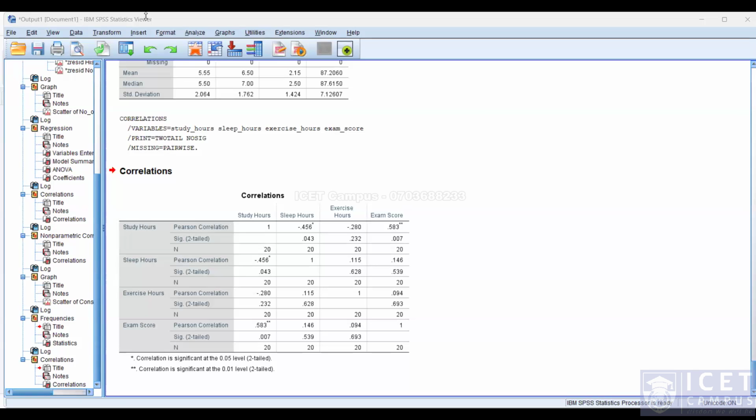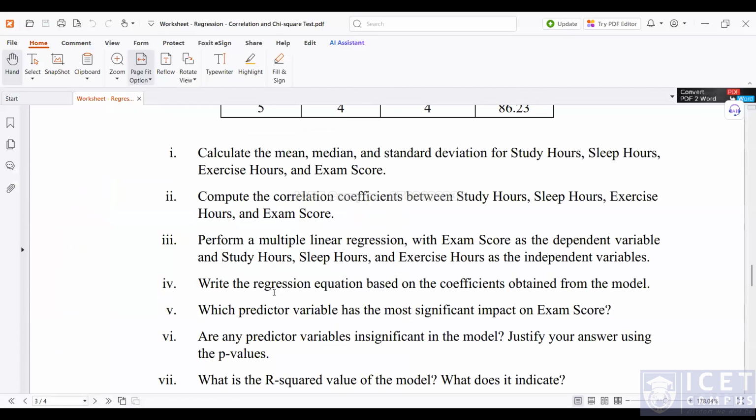Right. The next one is perform a multiple linear regression with exam score as the dependent variable and study hours, sleep hours, and exercise hours as the independent variables. Then here we have to calculate. There are many independent variables.